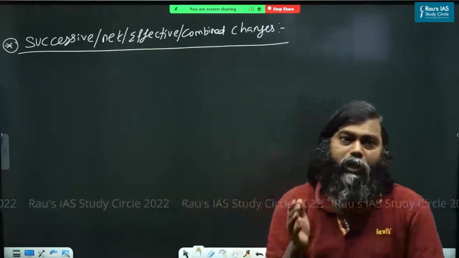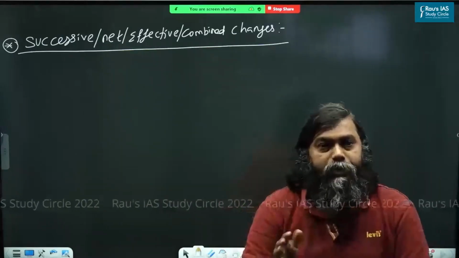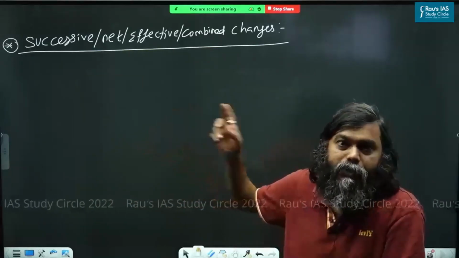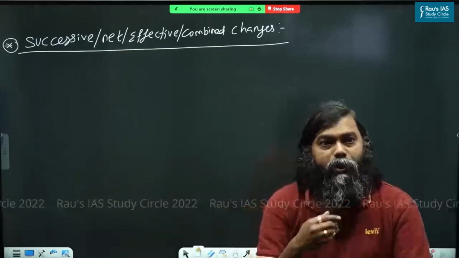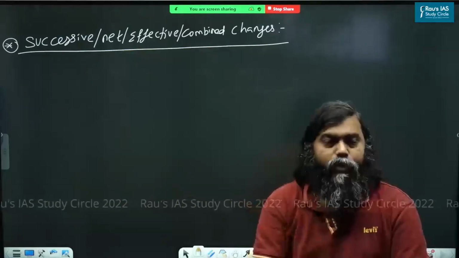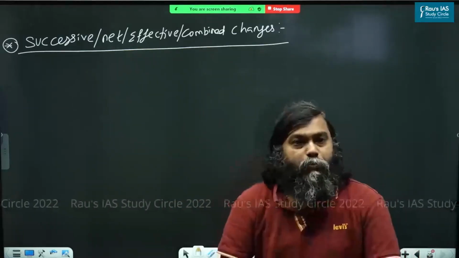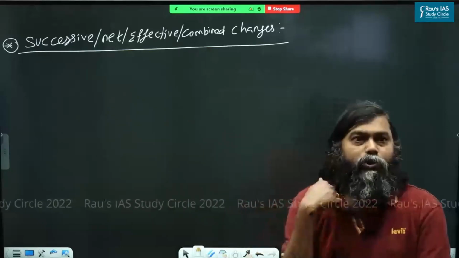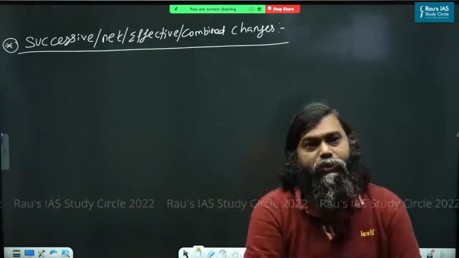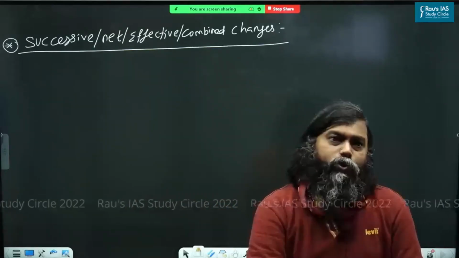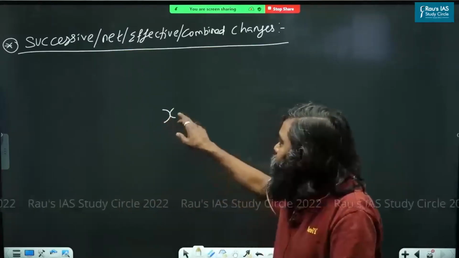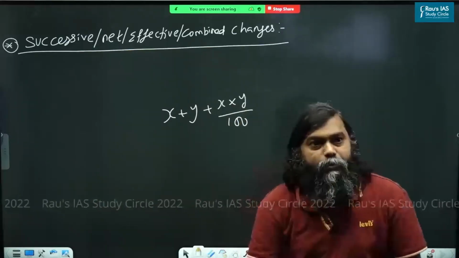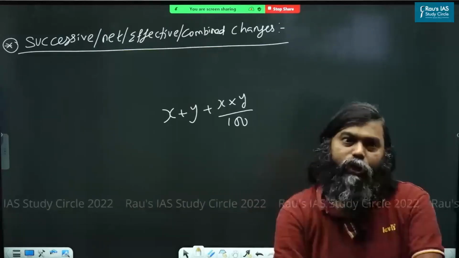In compound interest, other than the formula, there are 7 to 8 interpretations; out of these 8, we are introducing 4 here. I will tell you for each interpretation what you can derive, what you cannot derive, and when you prefer or avoid it. Every question in successive changes can be solved by the 4 interpretations, but some are skipped because they become time consuming. The most popular interpretation is A plus B plus A into B by 100. That is going to be one of the interpretations.